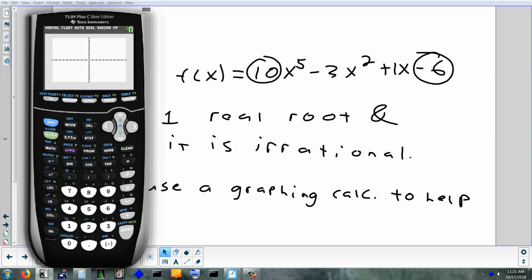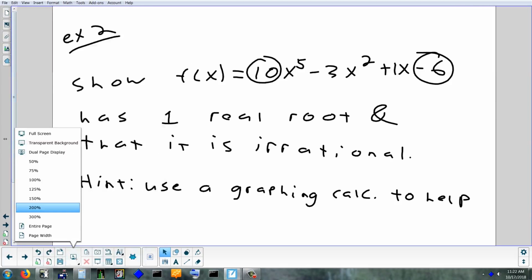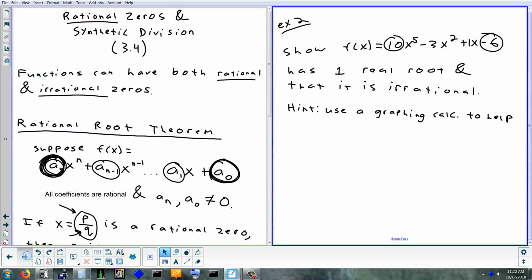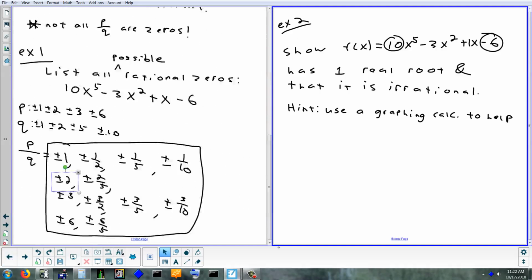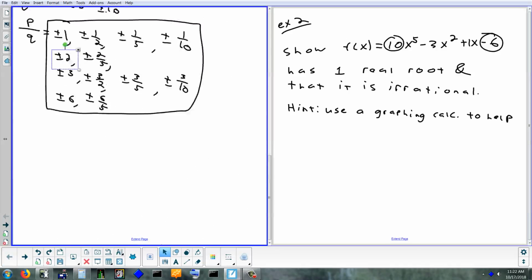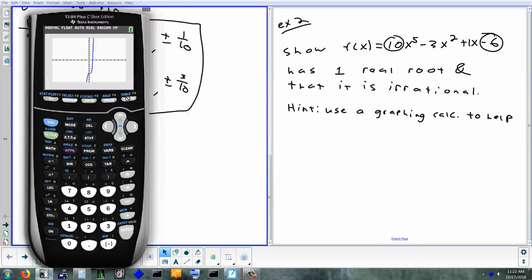So what I'm going to do, okay, so there's our graph. Let me just make sure I typed everything in right. I think I did. 10x to the 5th minus 3x squared plus x. Yep, that's good. So let's keep this here, and let's get our list of roots, and let's look at the graph.